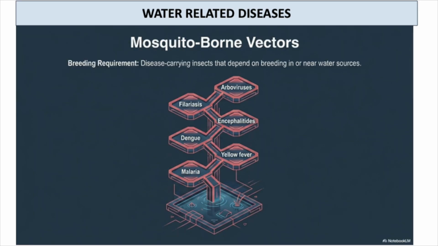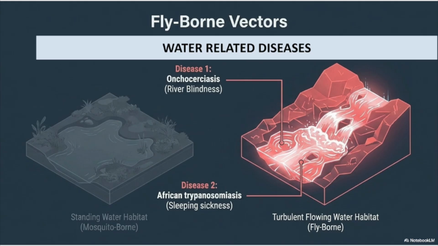Moving on to water related diseases, we have mosquito borne vectors, which are disease carrying insects that depend on breeding in or near water sources. This group includes arboviruses, filariasis, encephalitides, dengue, yellow fever, and malaria, all of which rely on mosquitoes breeding in standing water. We also have fly-borne vectors under water-related diseases.